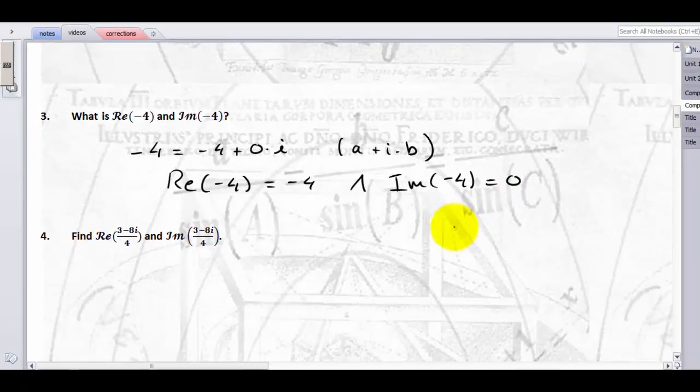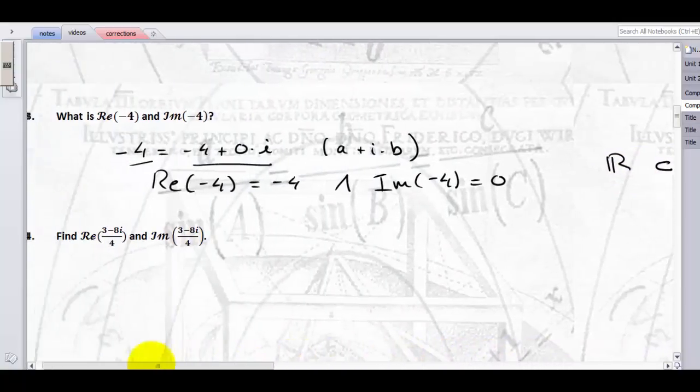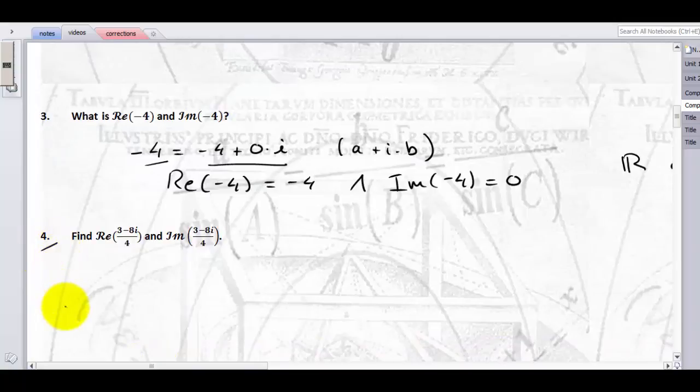This is the first point of my remark below. If you take any real number, it's also a complex number. -4 is a real number, but it's also a complex number. So the set of real numbers is included in the set of complex numbers. If you are real, you are complex. But of course, there are many complex numbers that are not real. I'm going to let you do example 4, and I'm going to cover the other 3 or 4 points of the remark.